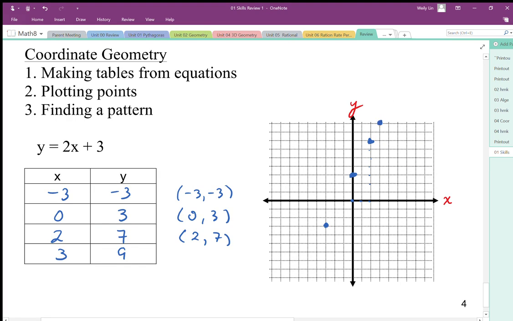Again, just checking. If my coordinate ended up somewhere over here, I need to double check my points. One of the common mistakes is to put the points backwards, 9 and 3. Okay, it's not 9 and 3, it's 3 and 9.